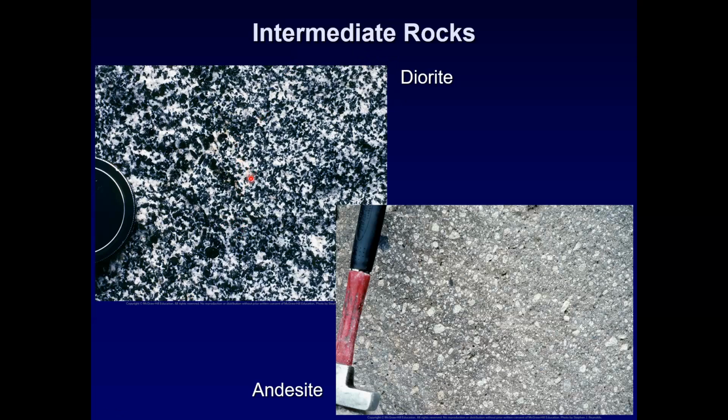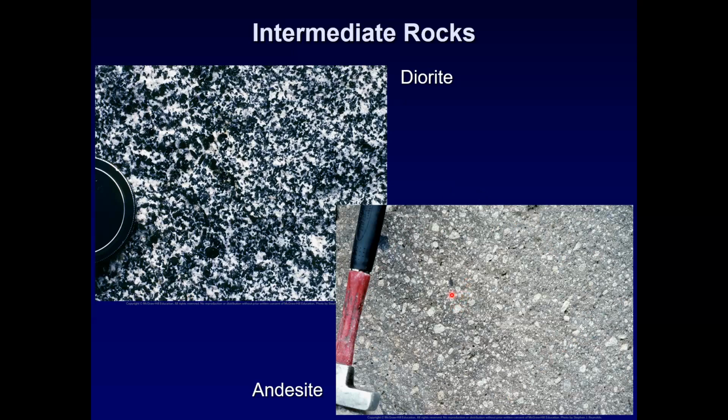Light minerals in the igneous sense are felsic minerals. Dark minerals are considered to be mafic minerals. So the intermediate has equal parts generally felsic and mafic minerals. With andesite, that would be the extrusive version of diorite.